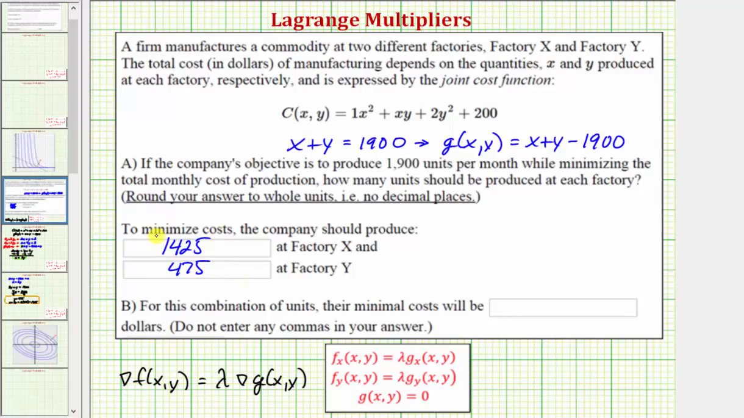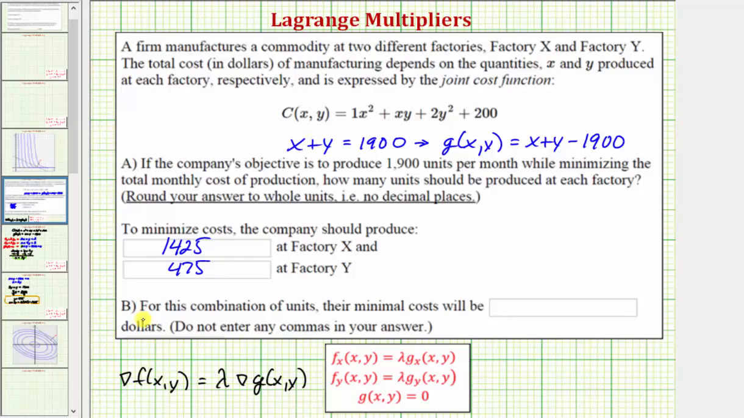Now you might be asking, how do we know this is a minimum cost, not a maximum cost? Well, if we take a look at our function c of x, y, notice as x and y increase, the cost is also going to increase. But if we wanted to check this, we could select another x and y value that satisfies the constraint and see what the cost would be.